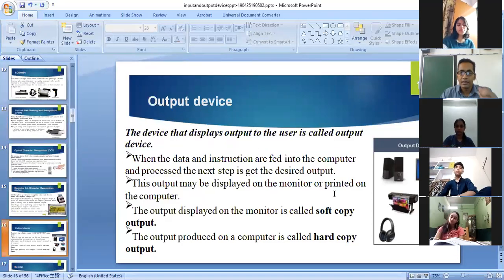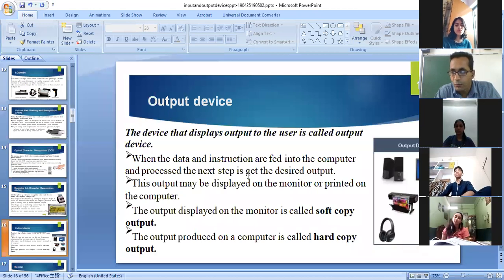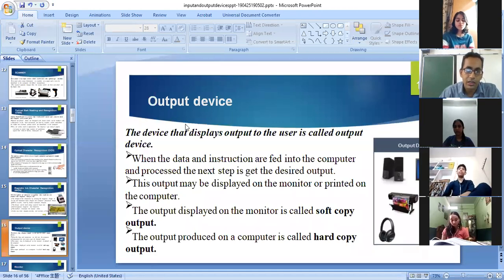Moving next. We are moving over to the next section of this chapter, which is the output device. The device that displays output to the user is called the output device. When the data and the instruction are fed into the computer and processed, the next step is to get the desired output. I have already taught you about the black box model. If you are well aware, the black box model was the input, the processing, and the output. So the work of the output device is to display the output. Very simple it is.